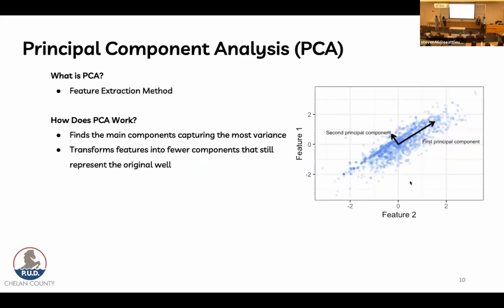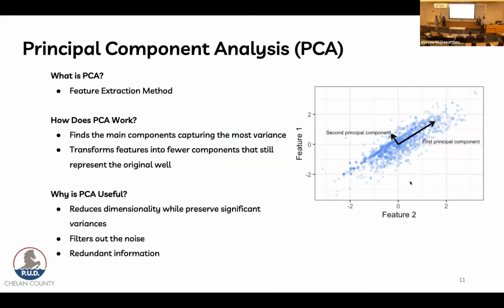So we used a feature extraction method called PCA. PCA doesn't remove these features, it transforms these features into principal components in the direction where there is maximum variance. So you can see in the picture, feature 1 and feature 2 are transformed to principal components in the direction where there is maximum variance. So PCA reduces the dimensionality while preserving more significant variances, filtering out noise and redundant information. Thus, it gives principal components that show essential data variations.